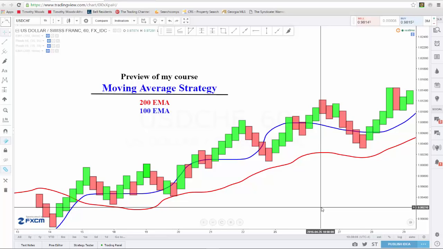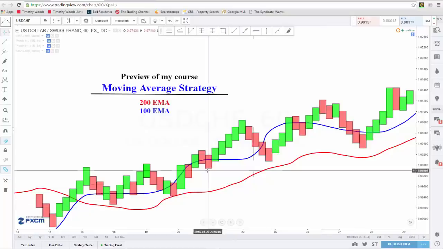So without further ado, I'll go ahead and let the intro and disclaimer roll. And once we get back, I'll explain to you exactly how to set up these moving averages and how I use them in order to profit from trend continuation in the Forex markets.